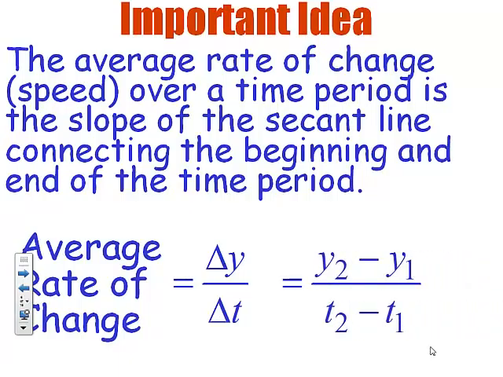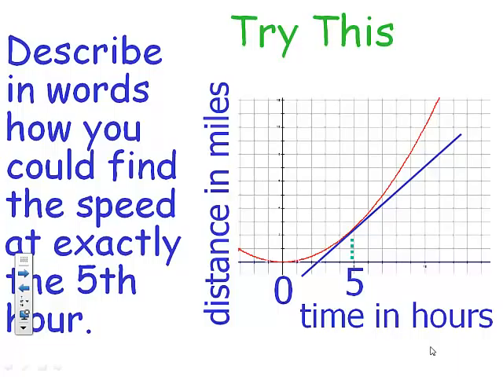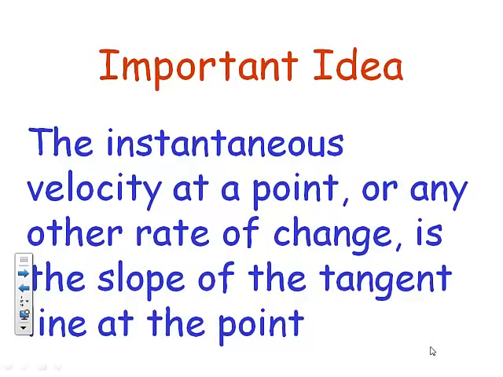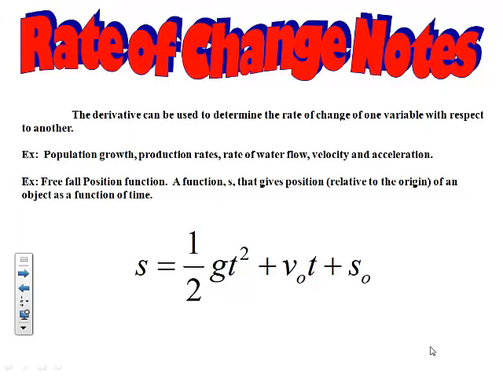Now what about this case? We want to find the speed at exactly the 5th hour. Well, over a 7-hour trip, sometimes you're going faster, sometimes you're going slower. You may average 35.7, but at every point along the way, you're probably doing something else. So to find that, we have to find an instantaneous velocity at a point. It's the slope of the tangent line at that point. Now once again, hopefully you recognize from our classwork that this is the derivative.